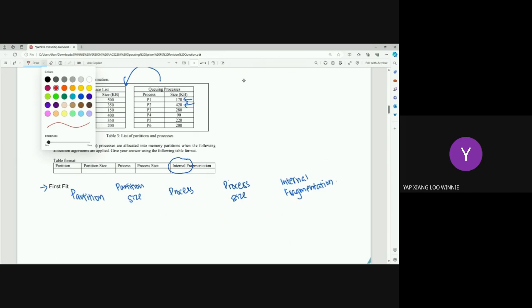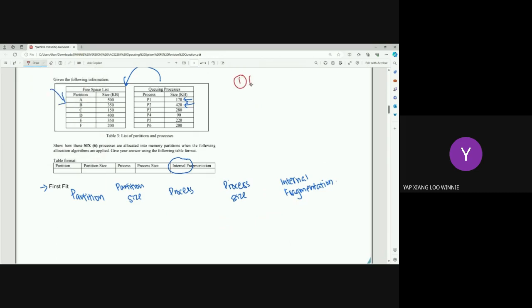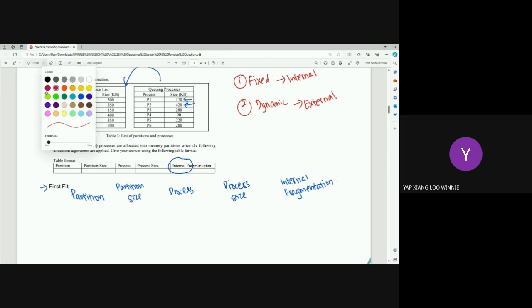So for the partition, there are 2. First is the fixed one, and the second one is dynamic. For fixed, there will be fragmentation. Dynamic will have fragmentation as well. For fixed, it is going to cause internal fragmentation, while for dynamic, it is going to cause external fragmentation. So for this red part, if you still don't know what I'm mentioning, when you're watching this video, go back and study on your own, please.